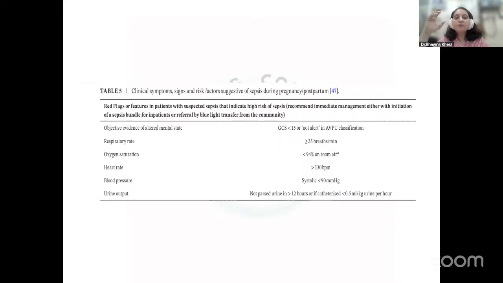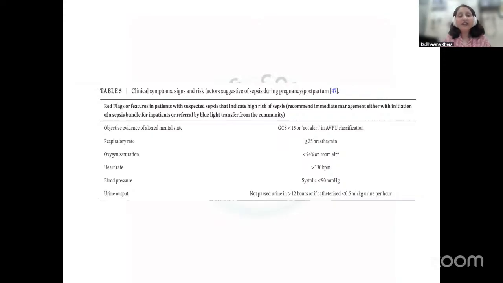If you look at the objective evidence of altered mental state, the GCS, the Glasgow Coma Scale, is less than 15 and the patient is not alert. Respiratory rate is greater than or equal to 25 breaths per minute. Oxygen saturation goes below 94% on room air. Heart rate is greater than 130 beats per minute. Blood pressure is systolic less than 90 millimeters of mercury. Urine output: has not passed urine in greater than 12 hours, or if catheterized, less than 0.5 ml per kg urine per hour. So at one stage, you are looking at the altered mental state.